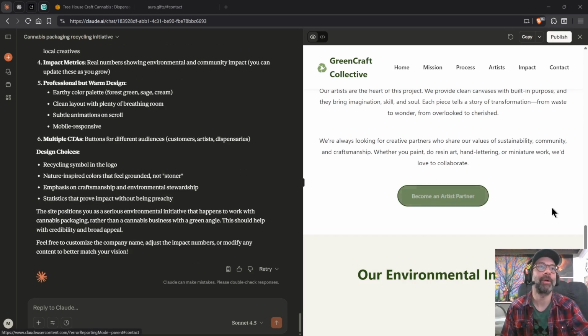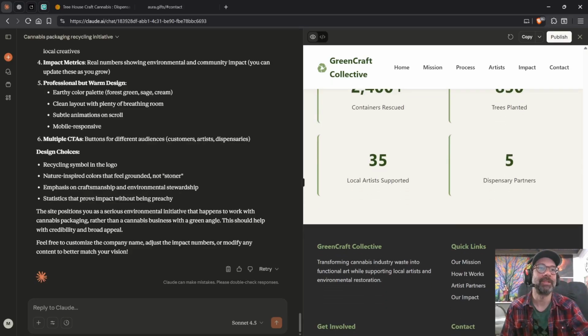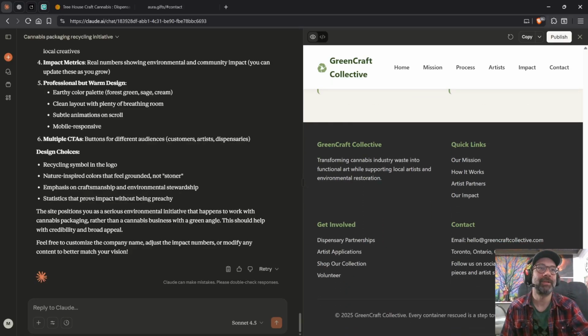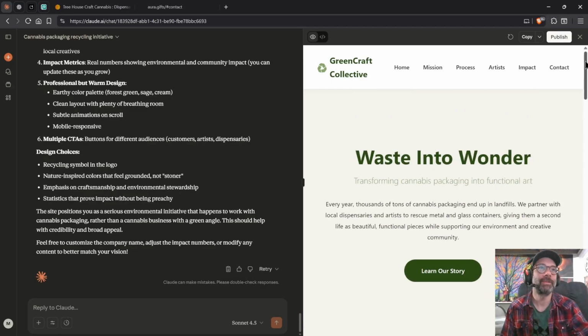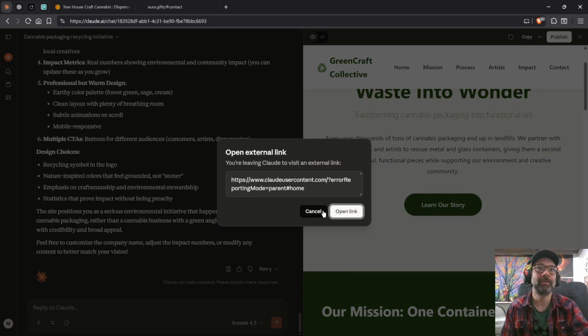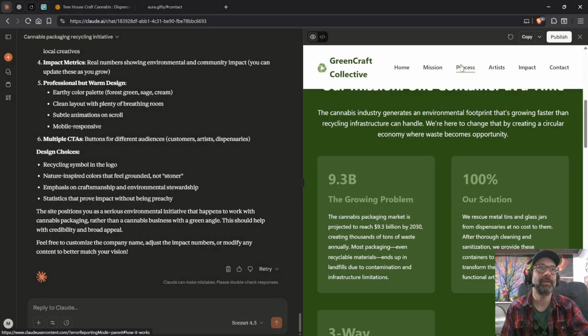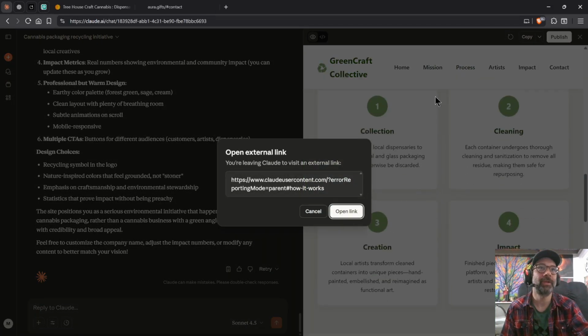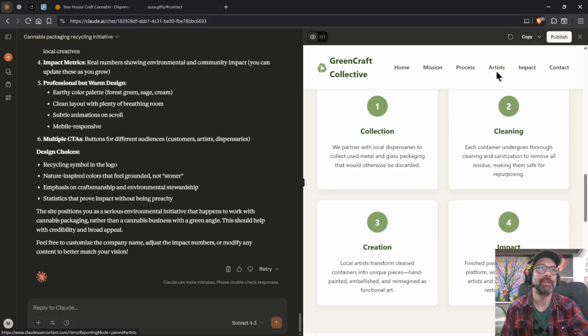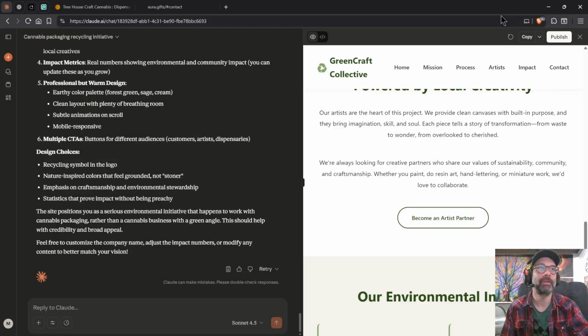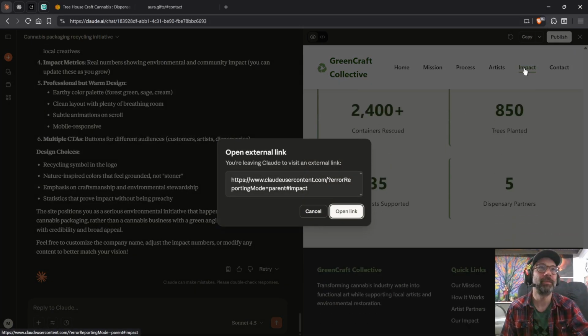Become an artist partner. I love that. Some stats, a nice big footer at the bottom. This is great. Home. Wait, it doesn't open links. This is going to jump to various parts on the page with anchors. That's great. These one-page designs are the modern kind of look and feel. So this works for me.